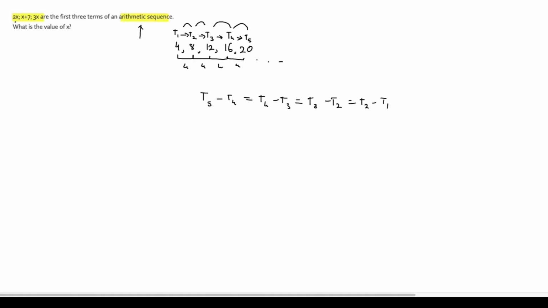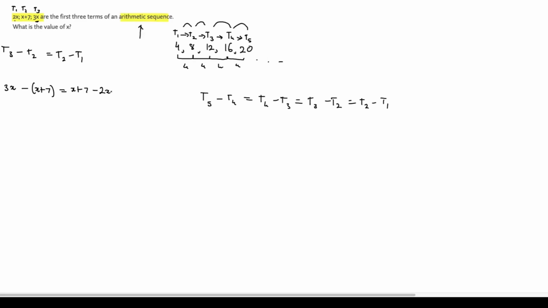So even though we don't have the numbers, we know that the difference between this term here, which is T1, and this term here should be the same as the difference between this term here and this term here. So basically, if we say that T3 minus T2 is equal to T2 minus T1, right? So this third term minus the second term is equal to the second term minus the first term. Now, what is our third term? Our third term is 3x. So 3x minus brackets x plus 7 should be equal to x plus 7 minus 2x.